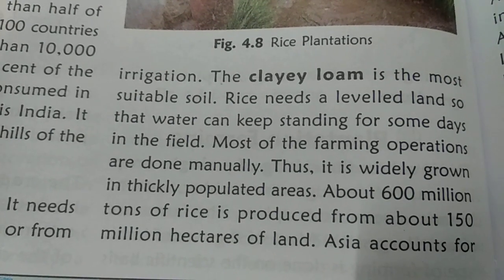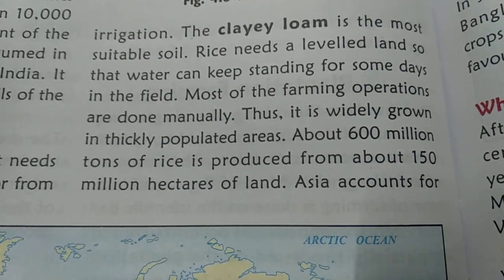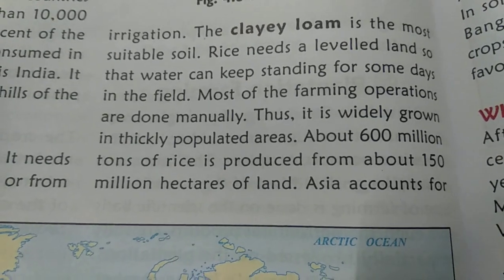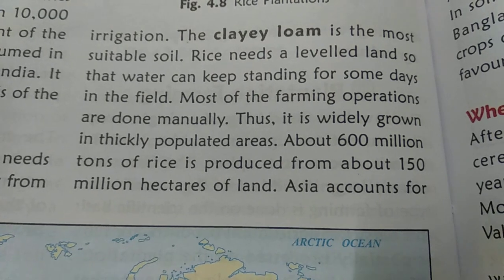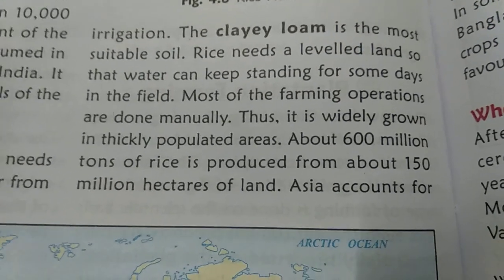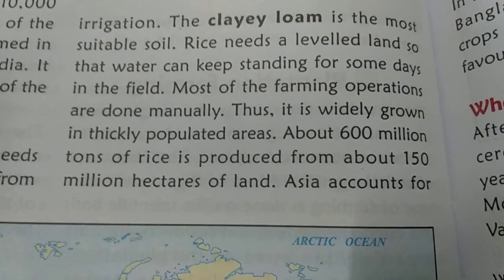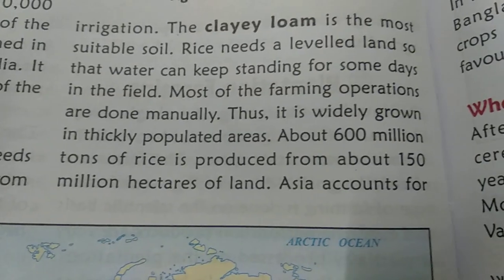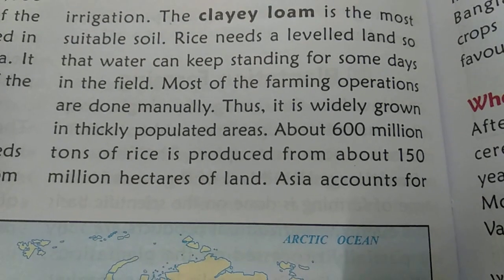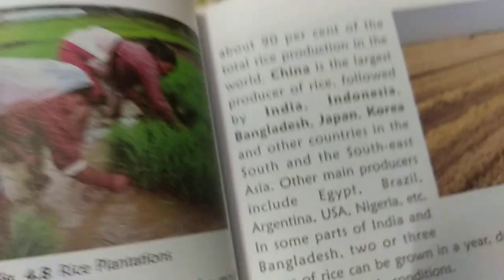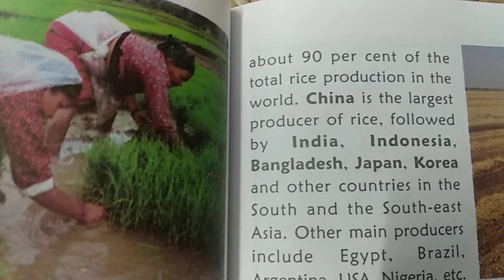Rice needs level land, where water can be kept standing for some days in the field, and most of the farming operations are done manually. Thus it is widely grown in thickly populated areas. About 600 million tons of rice is produced from about 150 million hectares of land. Asia accounts for about 90% of the total rice production in the world.